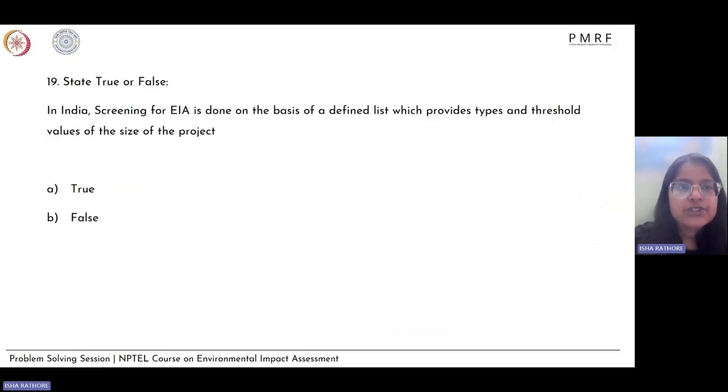Moving on to the next question. State true or false. In India, screening for EIA is done on the basis of a defined list, which provides types and threshold values of the size of the project. Is the statement true or false? So the given statement is true. We have a defined Schedule A, which is given in the Environmental Protection Act. Under that, we have the defined list of projects for which we have to do EIA. And this is done on the basis of the type of project and the threshold value or the size of the project. So the given statement is true. That's how we screen EIA projects in India.